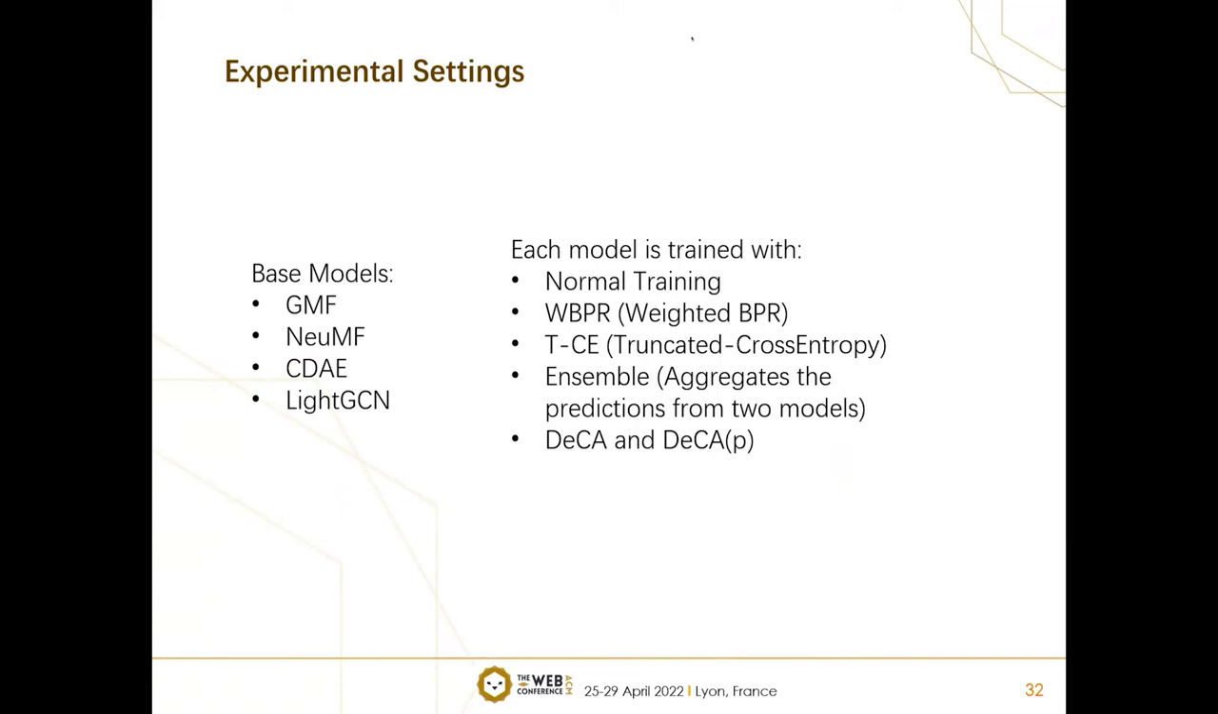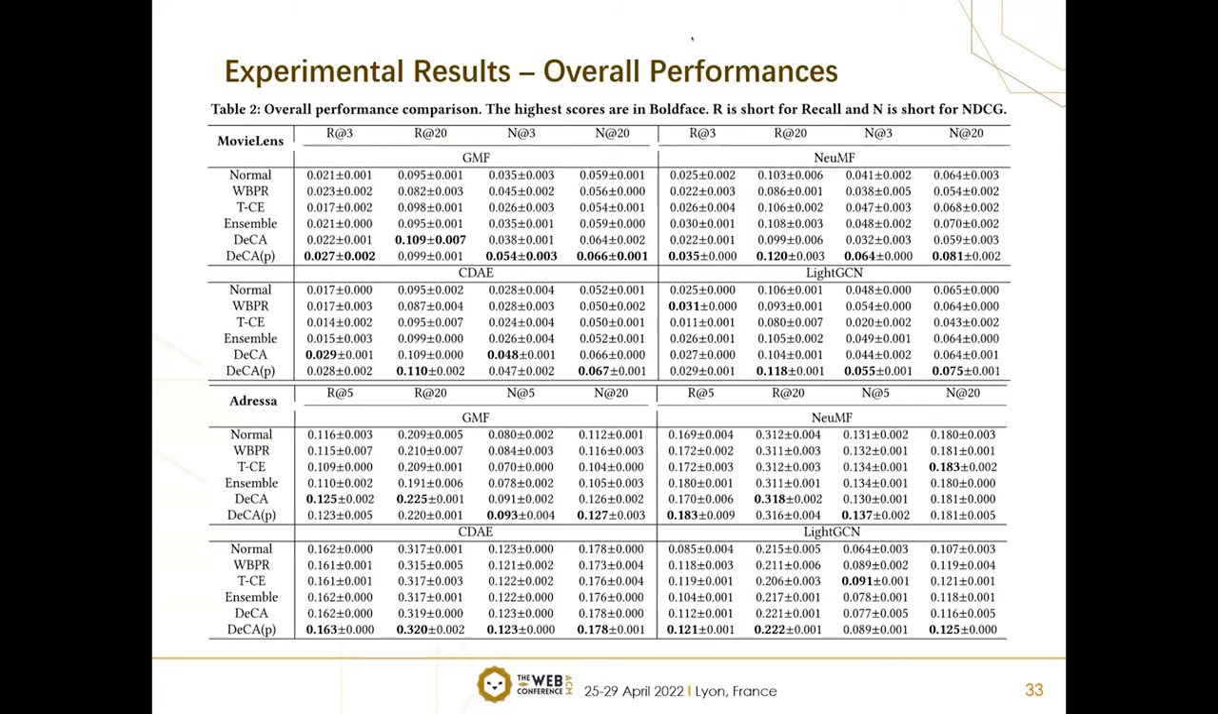Ensemble means we will aggregate the predictions from two models that have the same structure but trained with different random seeds to generate recommendation. And DECA-P are our algorithms. The experimental results show that our methods are substantially better than the others.